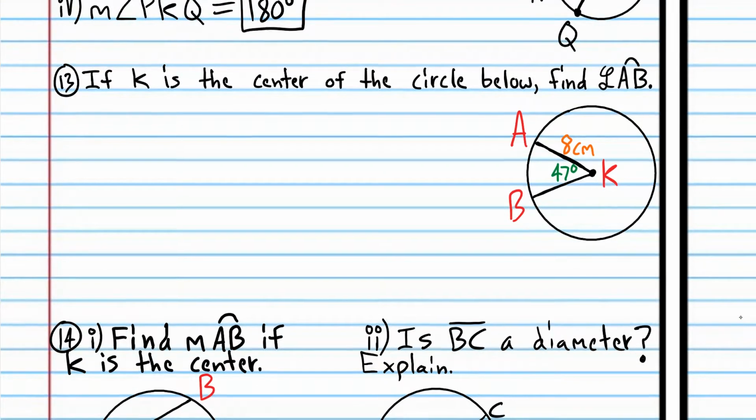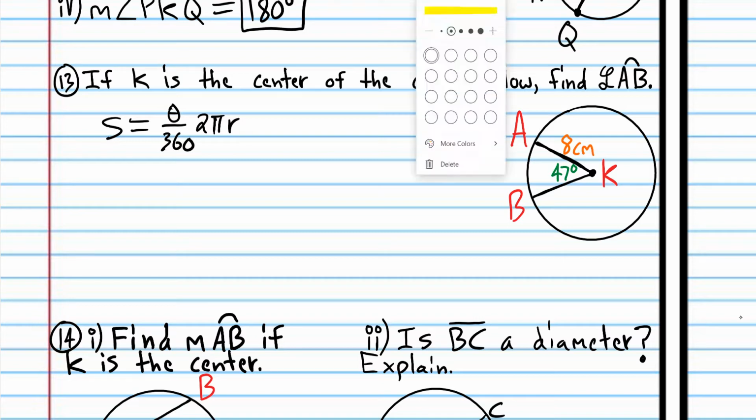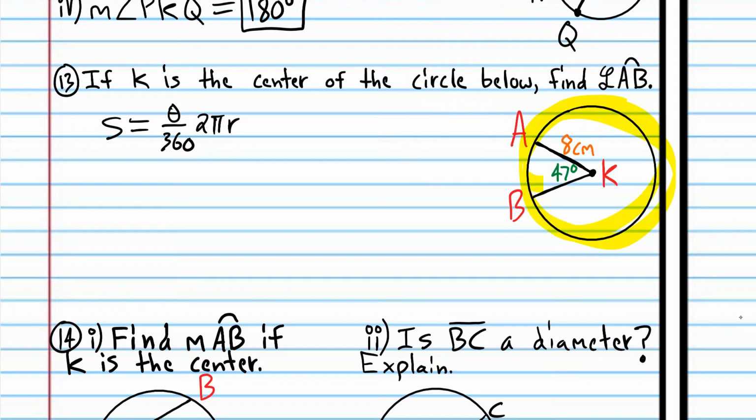Okay, if K is the center of the circle below, find the arc length. That's what that symbol means. Find the arc length of arc AB. So we learned that the arc length, I'm just going to call it S, arc length is equal to the central angle divided by 360 times the total circumference of the circle. Now, we don't want the total circumference of the circle. We don't want the total length. We just want this length here. That's why we're multiplying by this fraction.